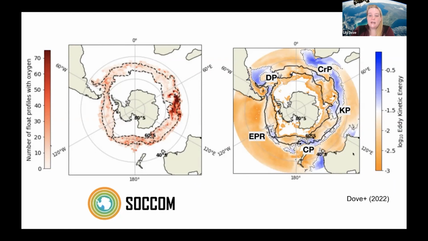On the right is a plot again of this eddy kinetic energy. This is log 10. So these blue values represent high eddy kinetic energy. These orange values are low eddy kinetic energy.